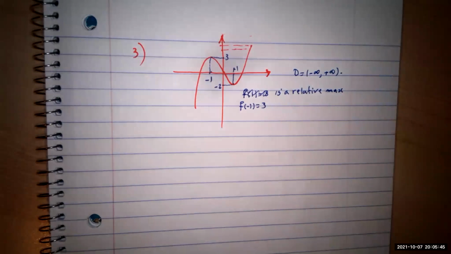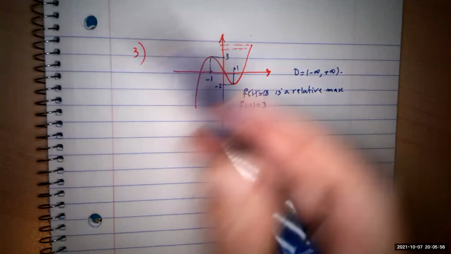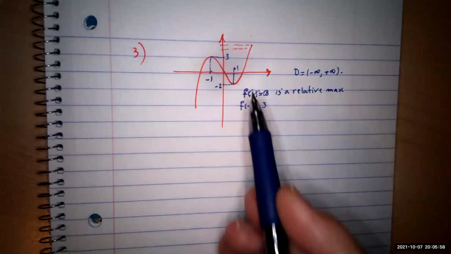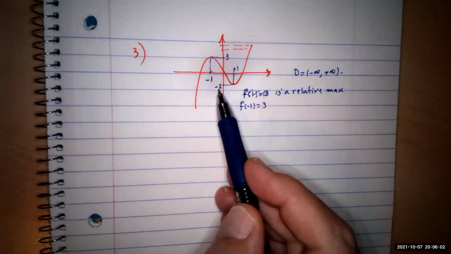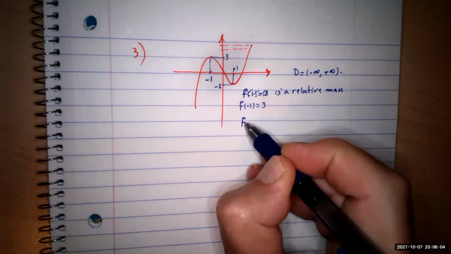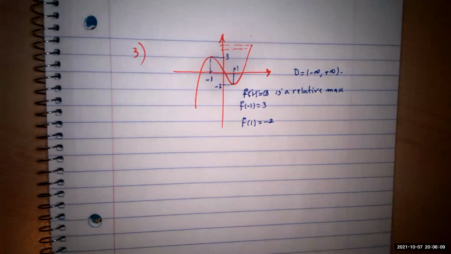Thank you. Okay, so f of -1 equal to 3 is going to be a relative maximum. It's not absolute because there are more numbers above it, because this is going on forever. Then we get the minimum here. Minimum is -2. So f of 1 equal to -2 is the minimum. Again, it's not an absolute minimum.